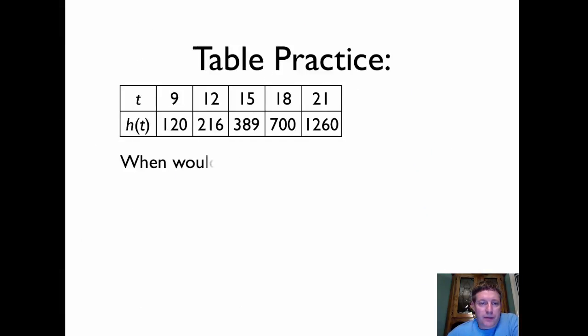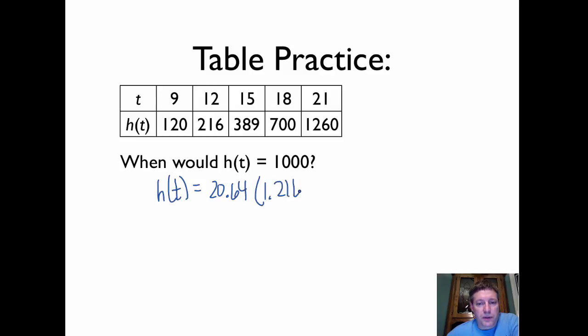Now we're ready to answer a couple more questions. When would this function h hit 1,000? When would h of t ever be 1,000? All right, so let's go back. Our formula was h of t equals 20.64 times 1.216 to the t. And we want to know when this equals 1,000. So how would we solve that?